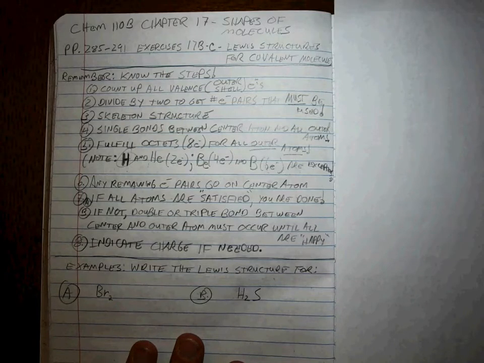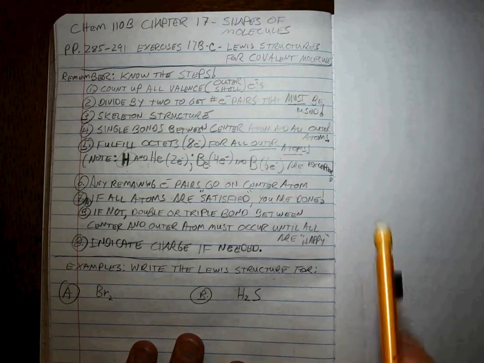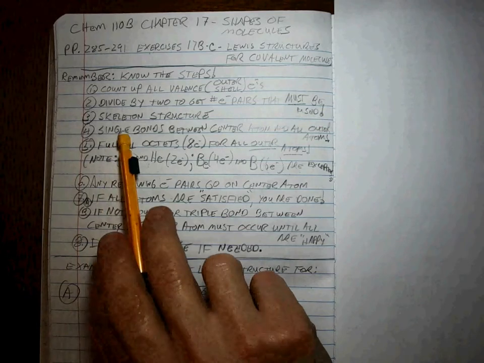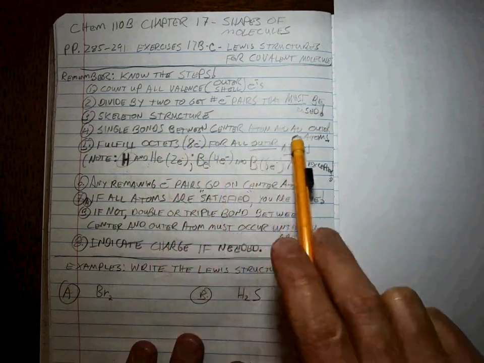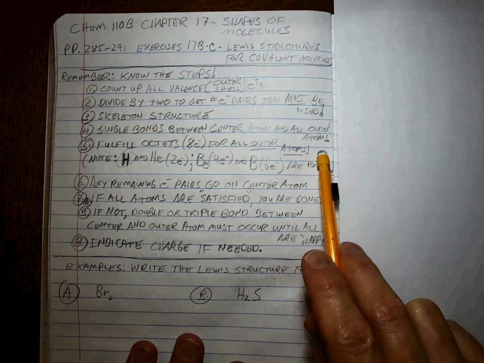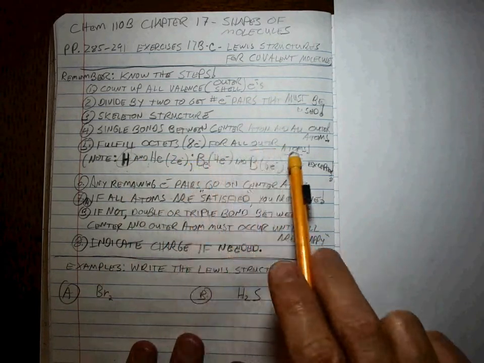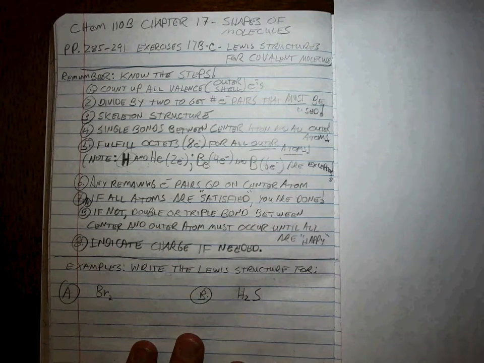In general, the first atom is the central atom, except for hydrogen. And all the other atoms connect to that central atom. Then we place single bonds between the center atom and all the outer atoms. Then we fulfill the octets, which is 8 electrons for all the outer atoms. We want all the atoms in the molecule to be happy, and all of these want to have octets, except of course for some of the exceptions.